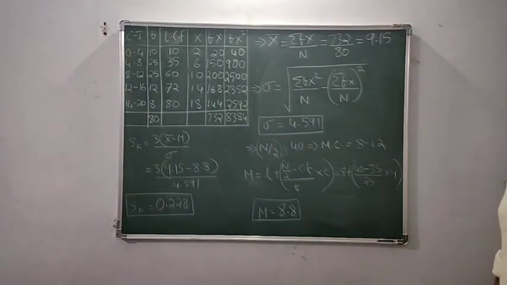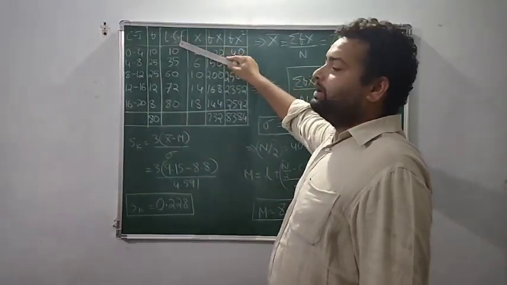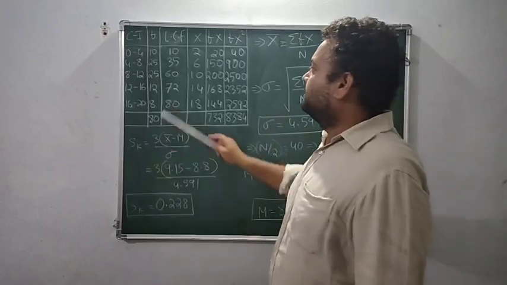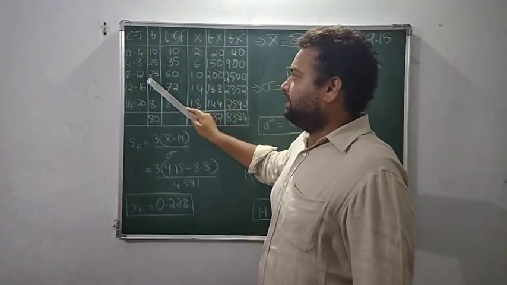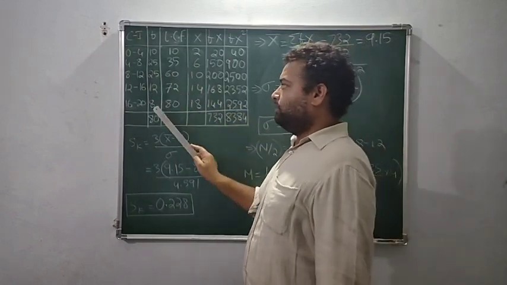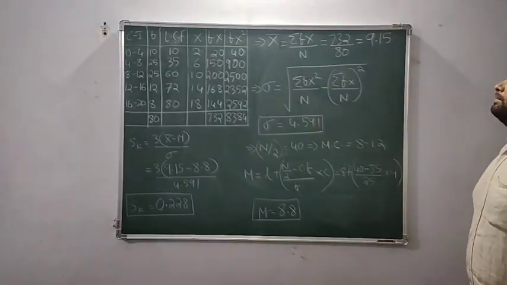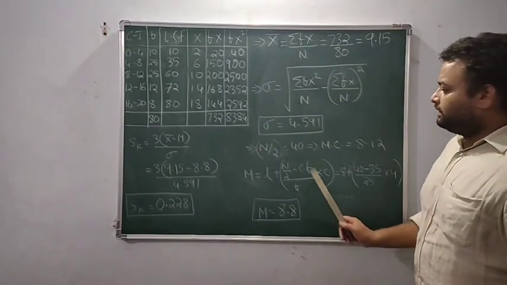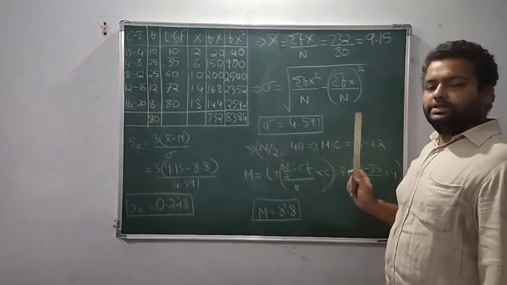Next, we have to compute the median. The median formula here has 3 steps. First we need to calculate the less than cumulative frequencies, that is the LCF. So 10 as it is, 10 plus 25 is 35, 35 plus 25 is 60, 60 plus 12 is 72, 72 plus 8 is 80. After computing the LCF, we need to compute n by 2, that is 80 by 2, which is 40.